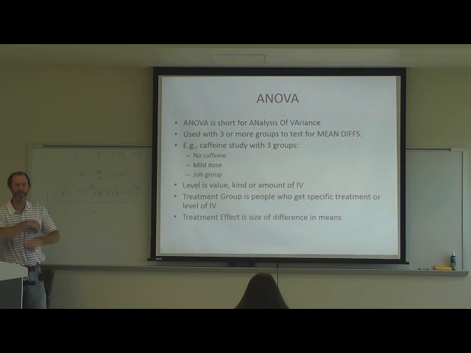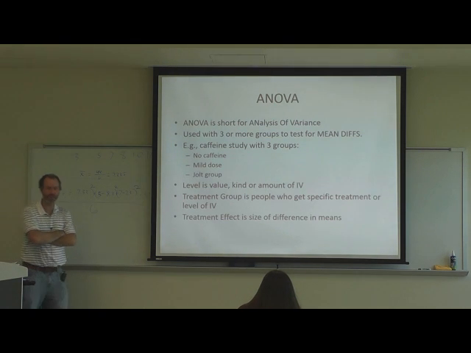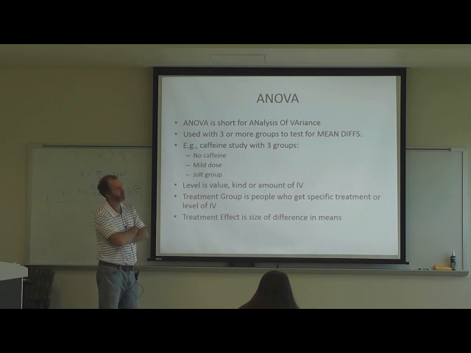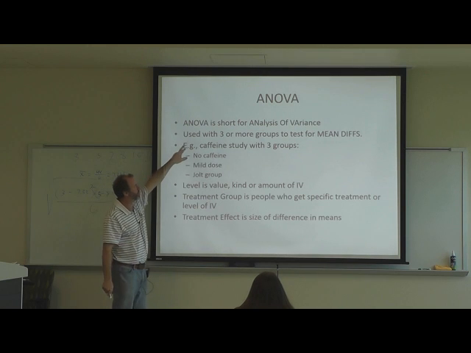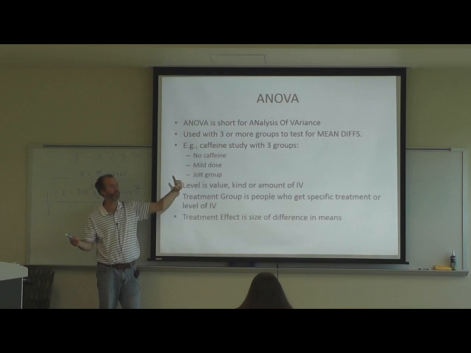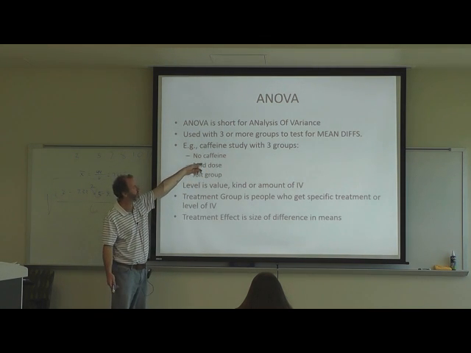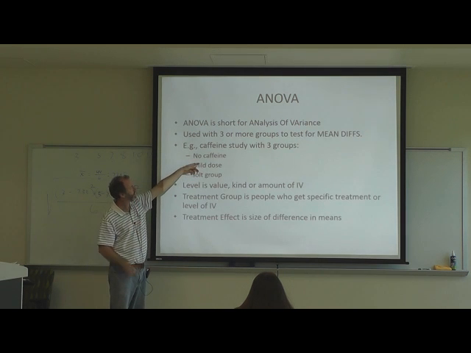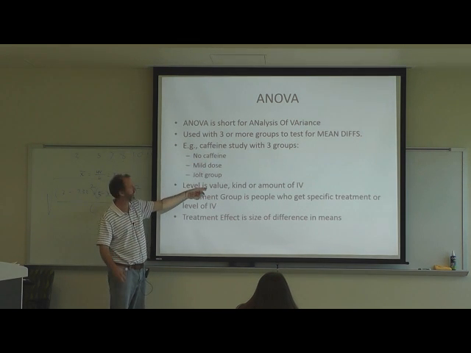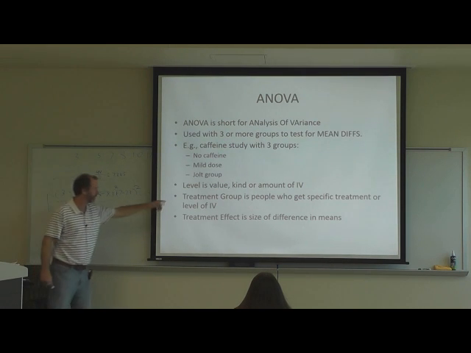So you guys didn't see ANOVAs in your last stats class, did you? So ANOVA is short for analysis of variance. And it's used when you have three or more groups, to test if there are differences amongst those means. For this example, we have a caffeine study with three groups: no caffeine, a small dose of caffeine, or a big, like, Jolt Cola dose.